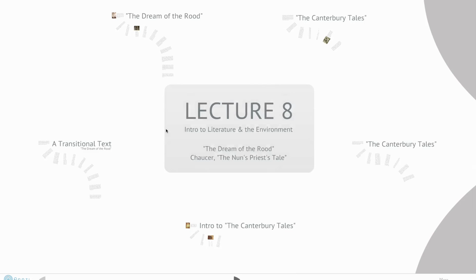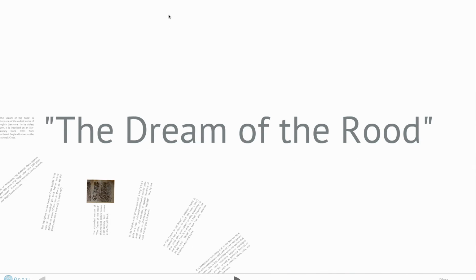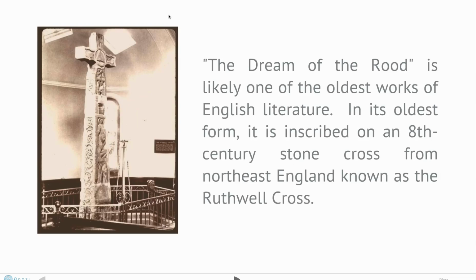Number 8 is The Dream of the Rood and Chaucer's The Nun's Priest's Tale. So we'll start with The Dream of the Rood first. It's good to start with it first insofar as this text is old. What you're seeing here is the Ruthwell Cross, which is in northeast England, and the Dream of the Rood is actually inscribed in this stone cross, at least a form of the Dream of the Rood, in the 8th century. So we're here at the very beginning of English literature.